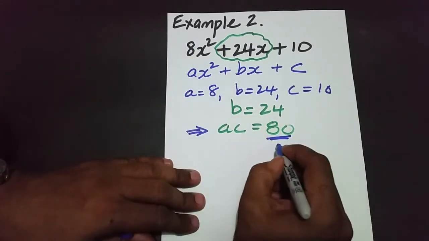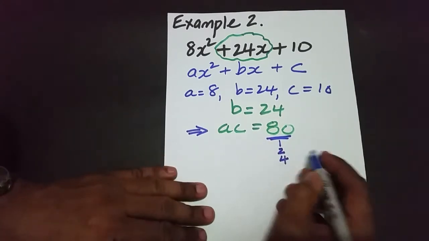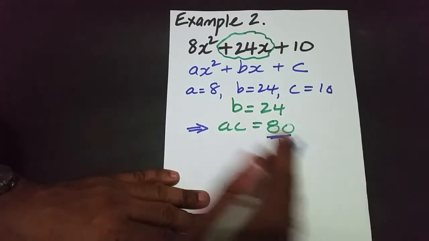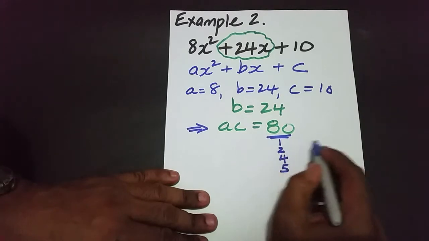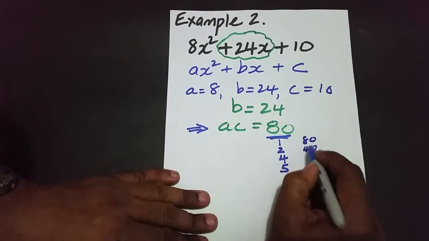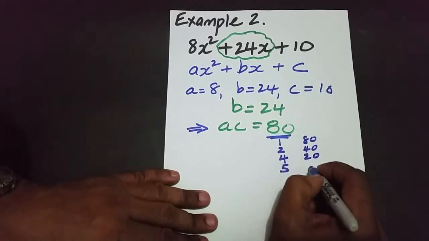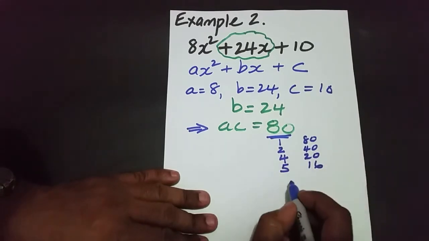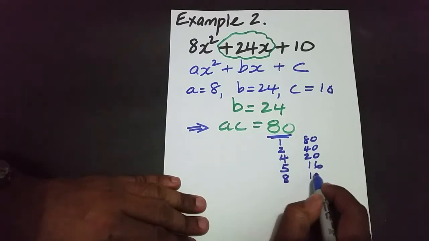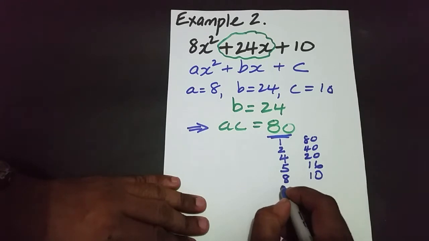So the factors of 80 are 1, 2, 4, 5, and just to show you what's happening here, 1 times 80 is 80, 2 times 40 is 80, 4 times 20 is 80, 5 times 16 is 80. Another factor would be 8. 8 times 10 is 80. And the next one I think would be 10.